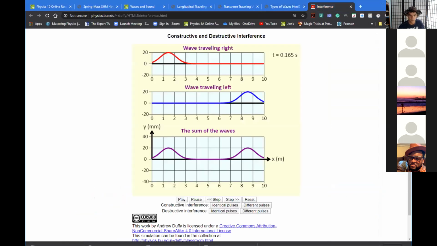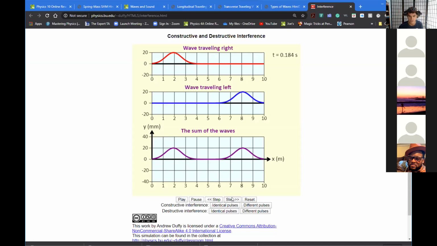Interference. Okay, let me pause, reset, play. Okay, so what you're seeing here is you've got a wave on top here, which is moving to the right. I've got another wave, which is moving to the left. And down at the bottom is the two waves added together. Right now, they're not at the same place at the same time.